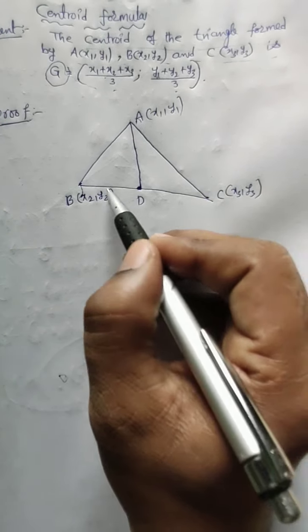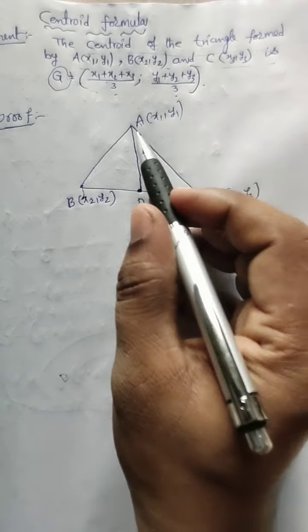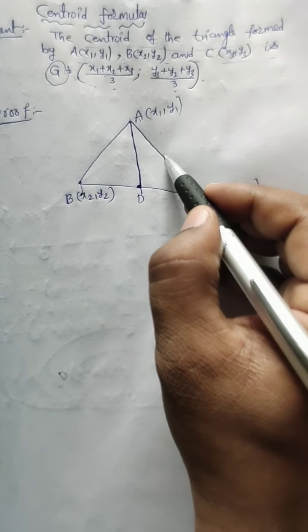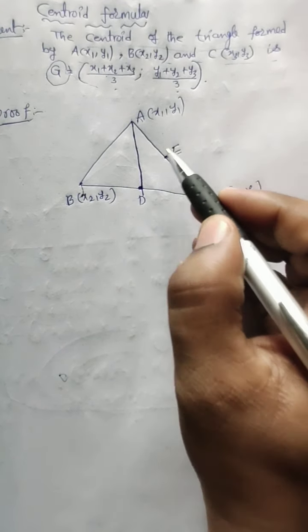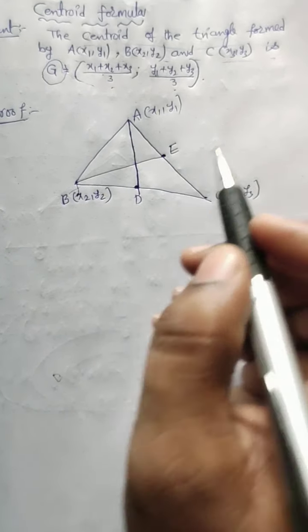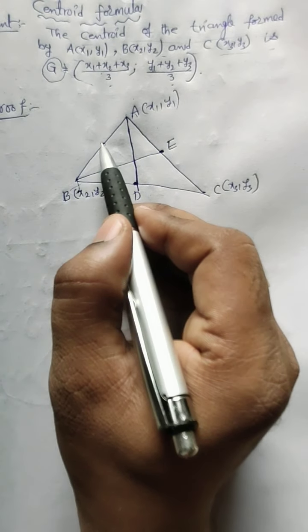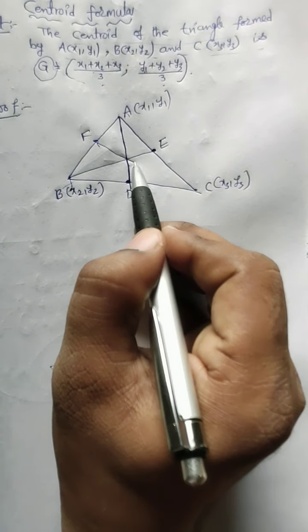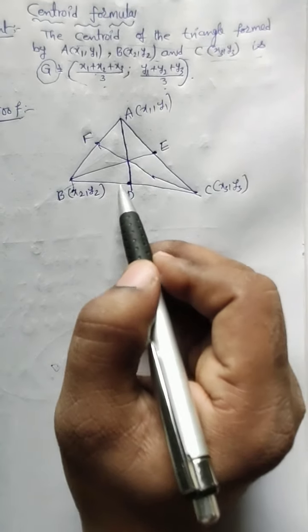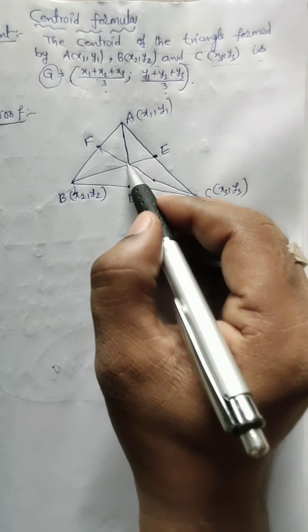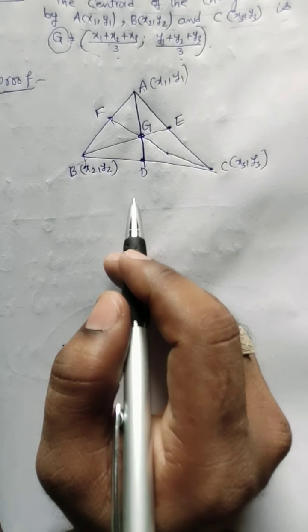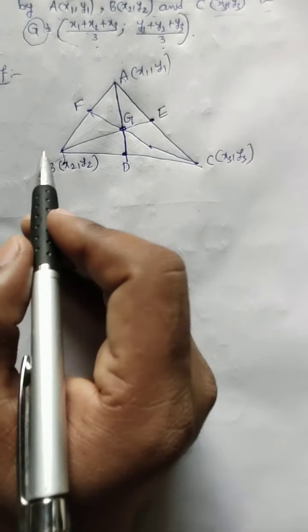I took the midpoint of BC as D and I joined it to A, so AD is the median. Same way, I took the midpoint of AC as E and I joined it to B, so BE is one more median. I took the midpoint of AB as F and I joined it to C, so CF is one more median. So three medians meet at a point, and that point is nothing but the centroid. Now we are going to find the centroid.